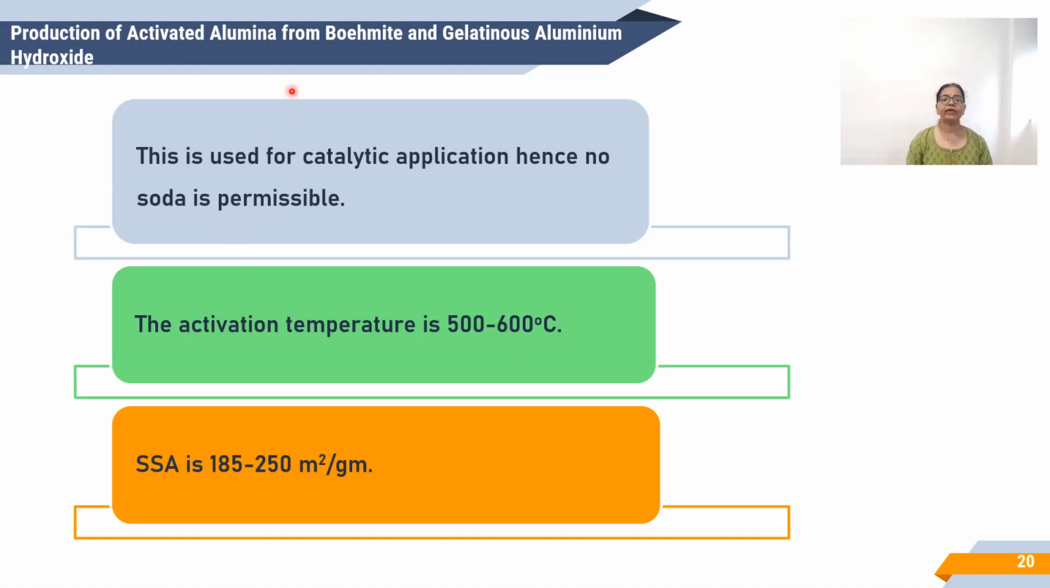Now, the activated alumina produced from boehmite and gelatinous aluminum hydroxide is basically used for catalytic application, and here no soda is permissible because they are used as catalyst. The activation temperature is 500 to 600 degrees centigrade with specific surface area of 185 to 250 meter square per gram.